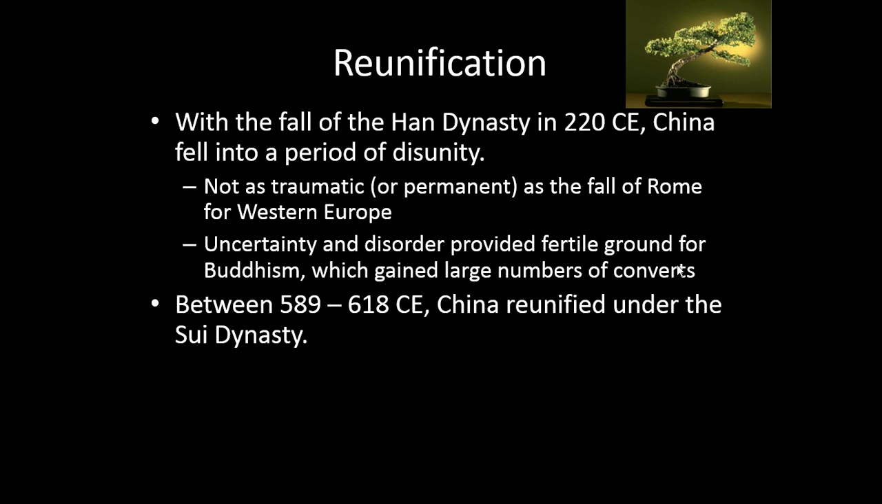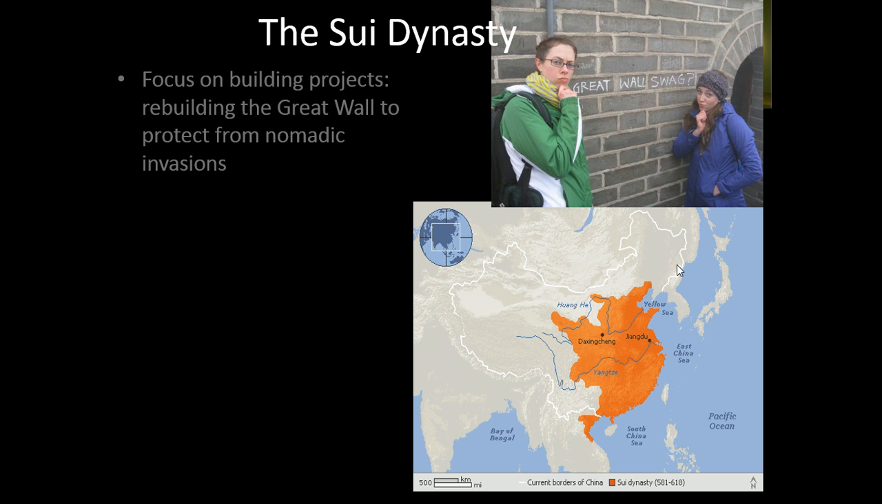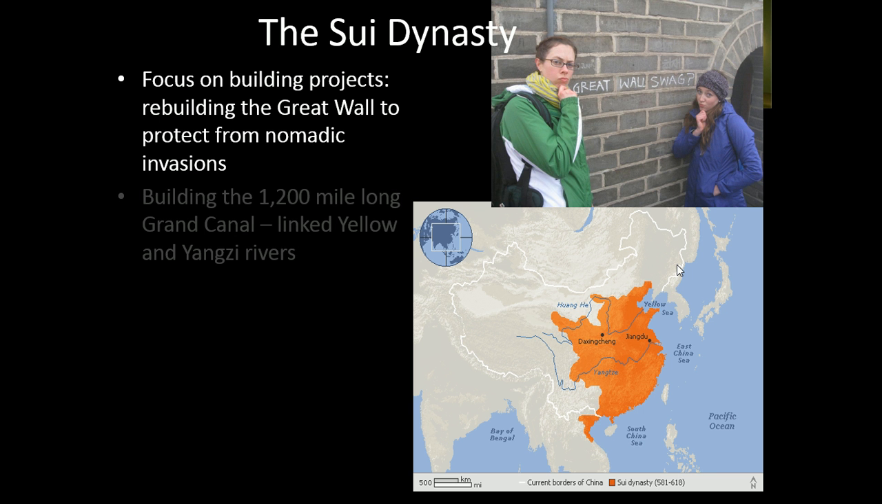Now, finally, in 589, China is reunified under the dynasty called the Sui. And this dynasty only lasts about 30 years because it's a pretty harsh legalistic dynasty, as you might expect when someone's trying to reunify. So they will use legalism to bring the country back together. Alright, the Sui dynasty is going to have this massive focus on building projects. They're going to rebuild huge sections of the Great Wall to protect themselves from the nomadic invasions that had caused the fall of the Han.